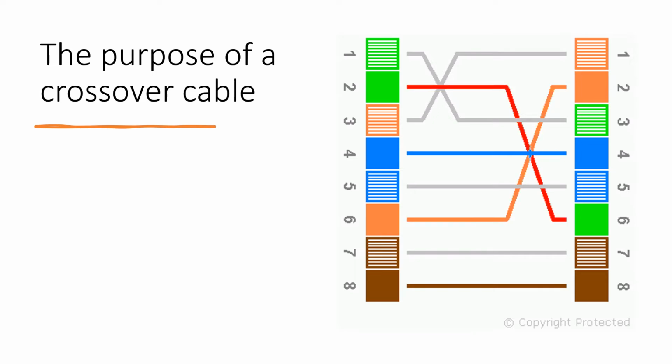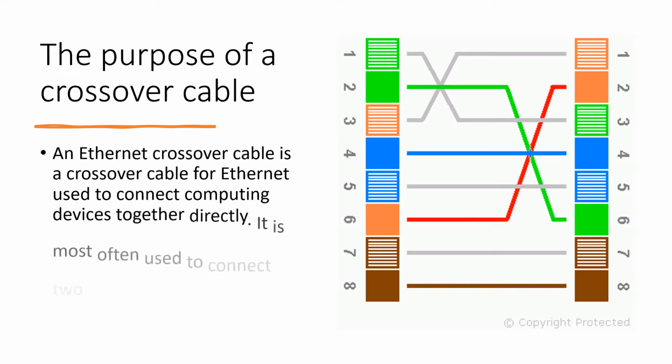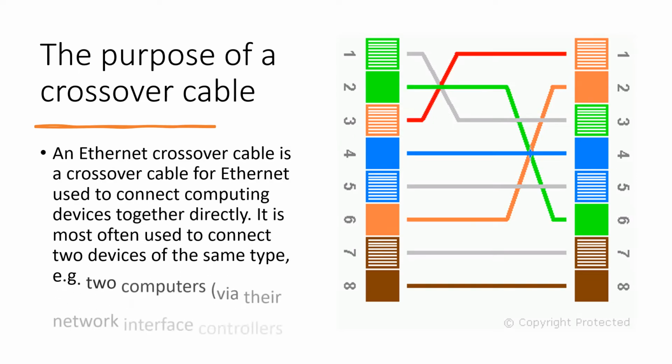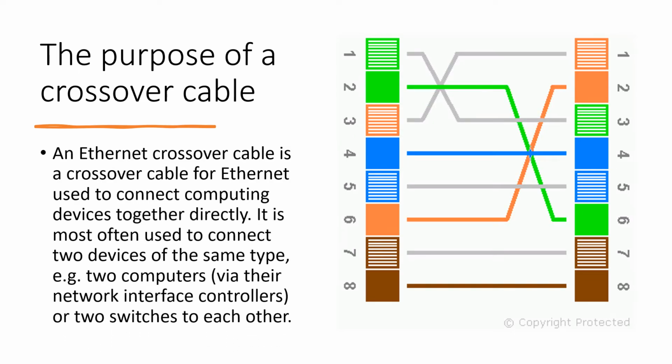The purpose of a crossover cable. An Ethernet crossover cable is a crossover cable for Ethernet used to connect computing devices together directly. It is most often used to connect two devices of the same type.